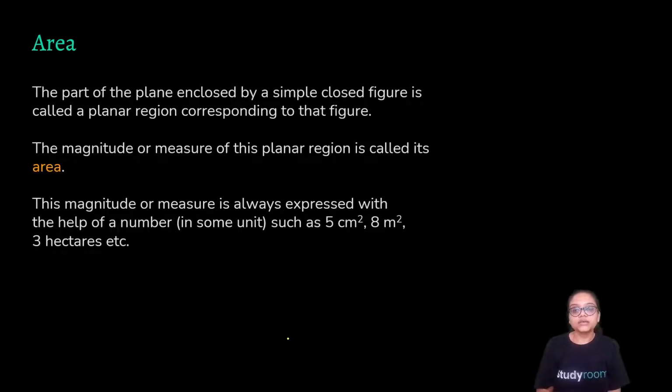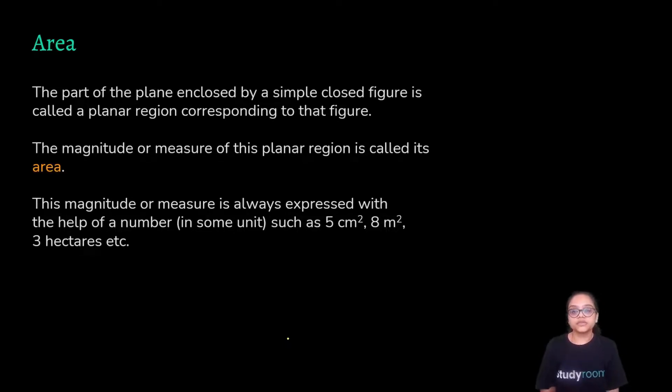Now, there are terms in this definition. Simple closed figure. What is simple? Simple figure means the figure which is made by lines or planar. Okay, and closed figure means that the starting and ending point are the same. Now, the area is the region which is covered by a simple closed figure. Okay, so it's basically the measure of the planar region.